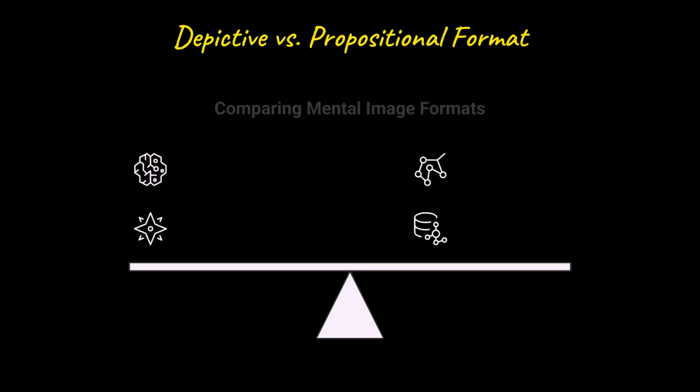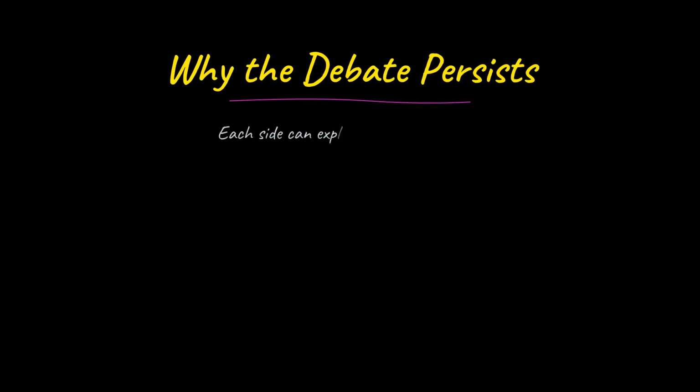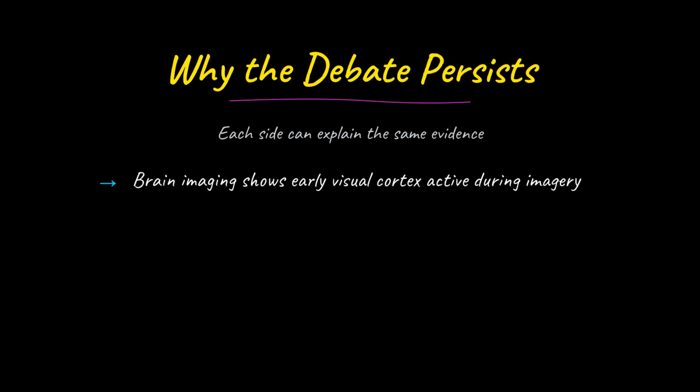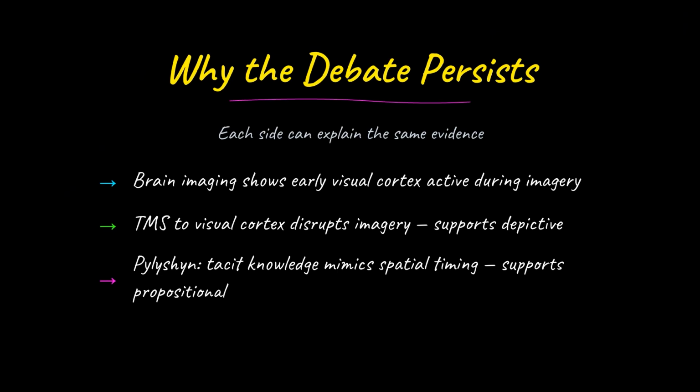The striking thing is that classic experiments, mental rotation time scaling with angle, scanning time scaling with distance, were consistent with both accounts. The behavioral data alone could not distinguish a picture-like representation from an abstract symbolic one that mimics its timing. Neuroimaging shifted the debate toward the depictive side, but did not end it. Pylyshyn argues that demand characteristics and tacit knowledge about how spatial tasks feel can produce the same patterns without any picture-like representation in the brain.